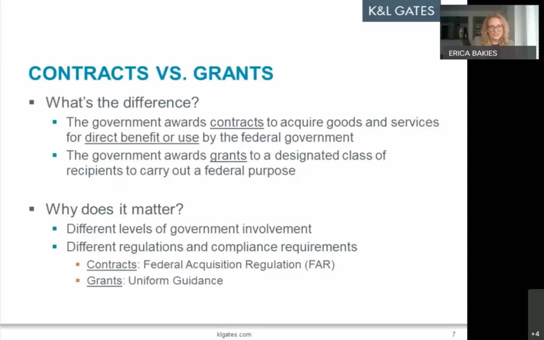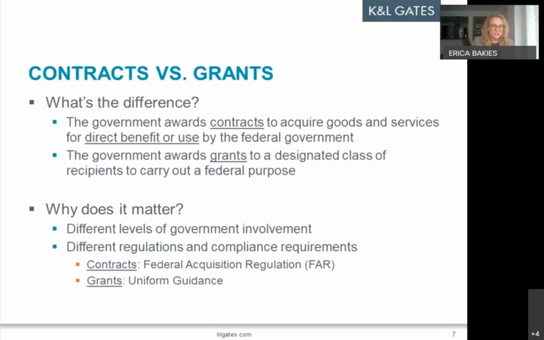So what's the difference? Government contracts are used by the government to procure goods and services. And those goods and services are going to be for the direct benefit or use by the federal government. So for example, if HHS needs pens for its staff, then HHS will issue a government contract to purchase pens. Government grants, on the other hand, are the provision of funds to carry out a federal purpose.